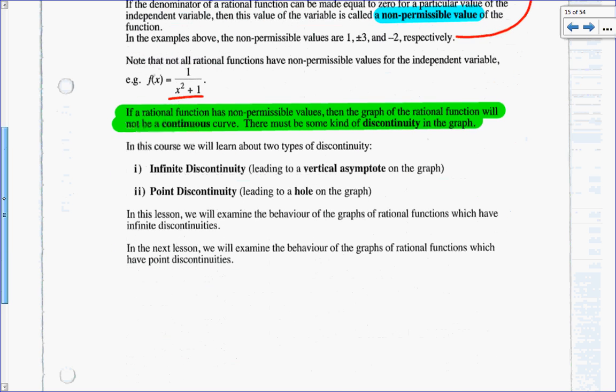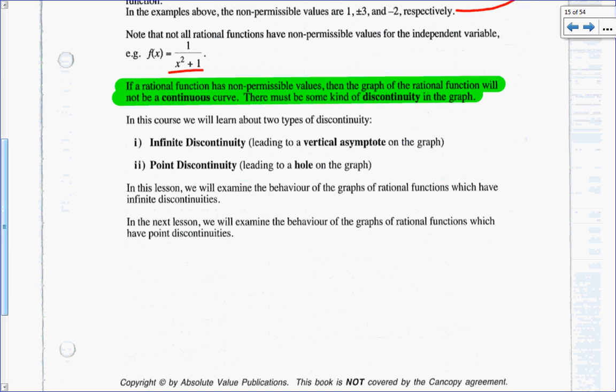Today we're going to talk about infinite discontinuity, which is the first type, and this is where we end up getting something called a vertical asymptote on the graph. But there is also point discontinuity as well, which leads to a hole in the graph. Okay, we're going to just do a couple of investigations, and then I'm going to summarize this and show you what this all means.